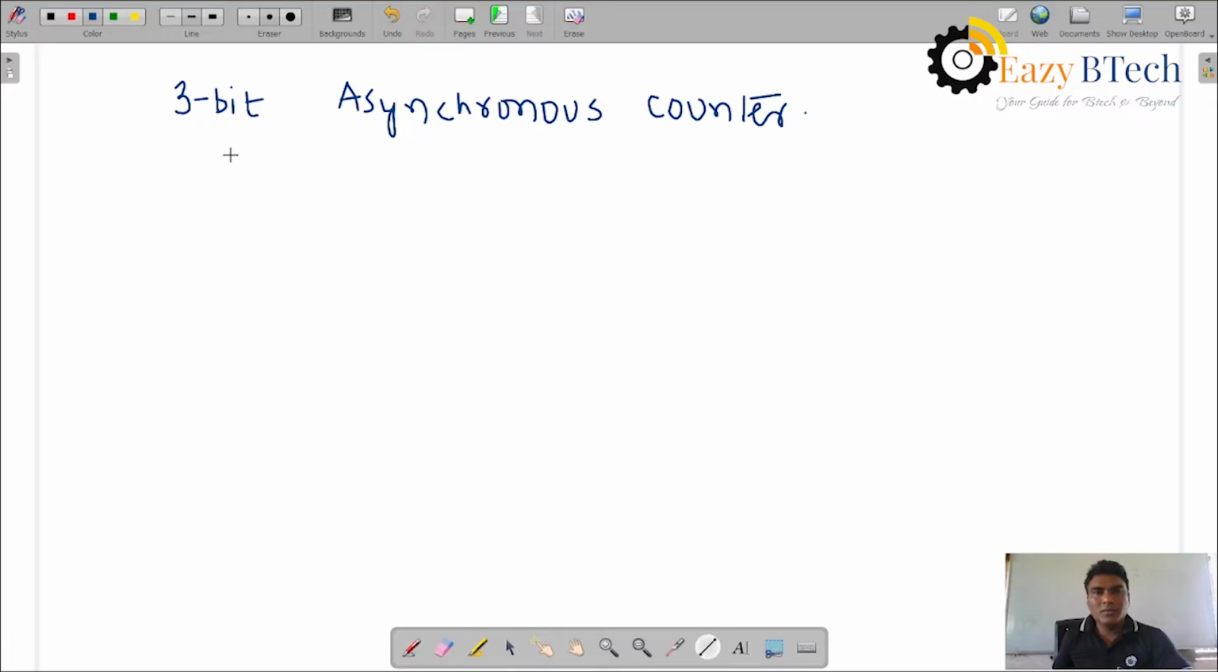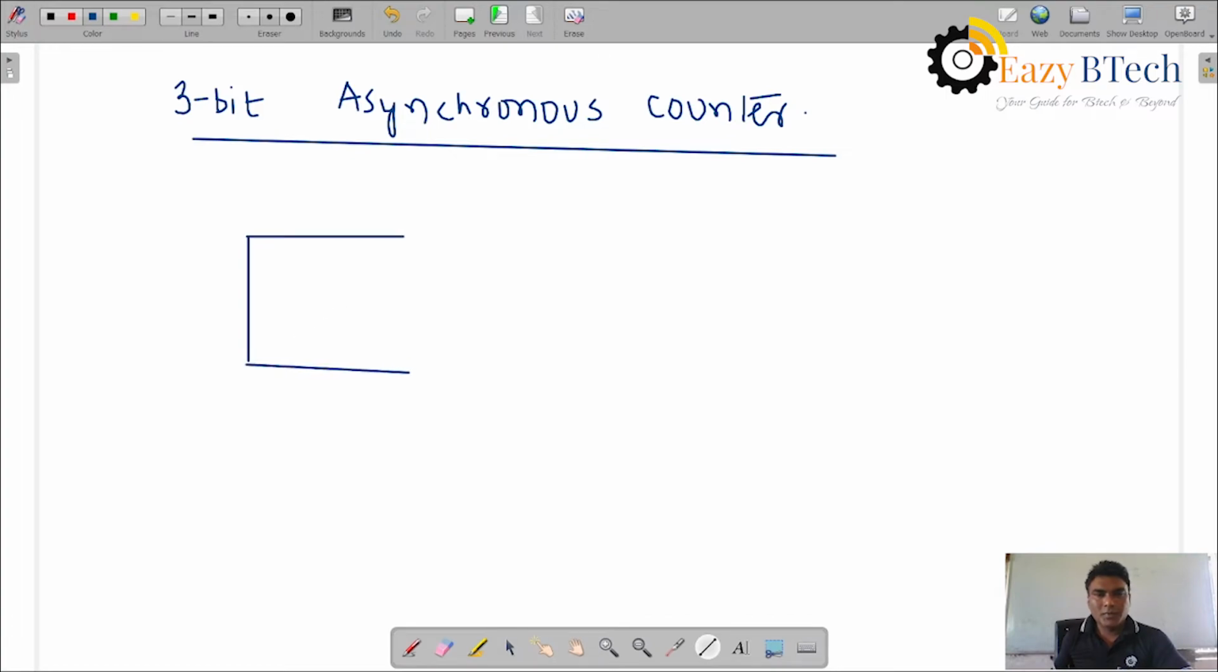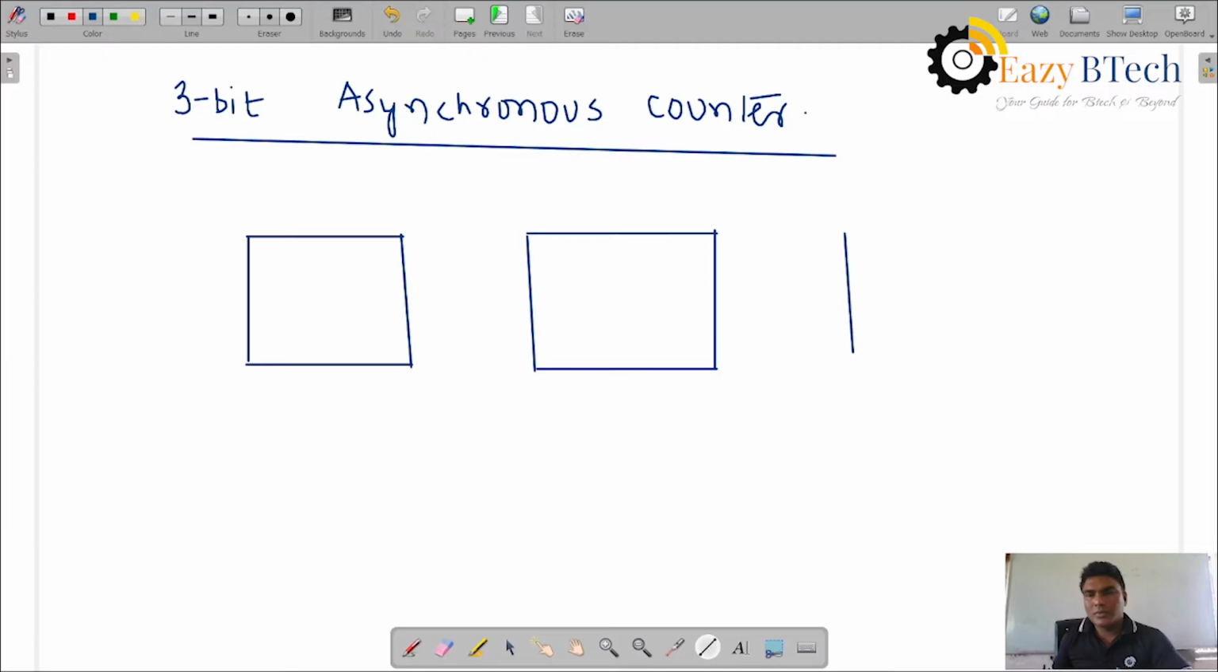So for easy, you can see this 3-bit or 4-bit in the examination. We can increase one more flip flop. Nothing is there. Okay, so asynchronous counter. Let us see the diagram. We can take the flip flops. Let us take the 3 flip flops over here. 3 JK flip flops, designed by flip flop.